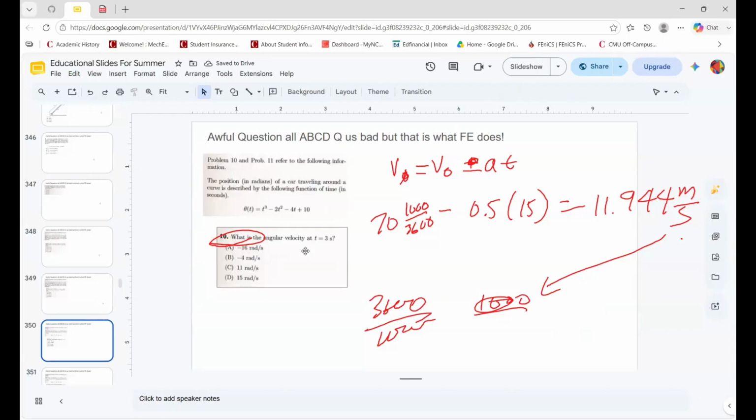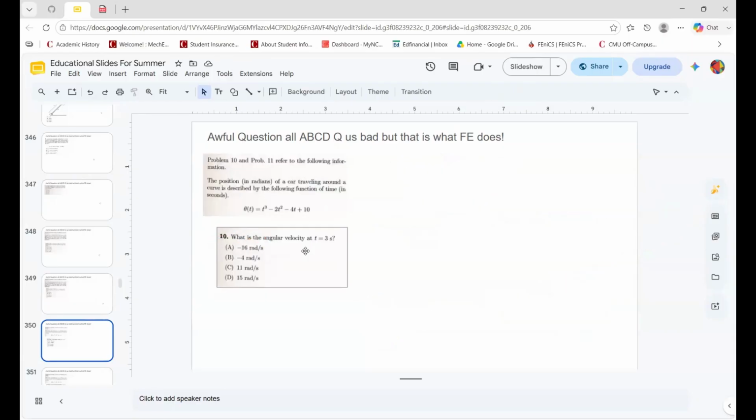Over here, okay. Refer to the following information. The position in radians of a car traveling in a curve is described by this function of time. What's the angular velocity at t equal 3? Take a derivative of that. I'm going to do it by hand because last time I got it wrong by that.